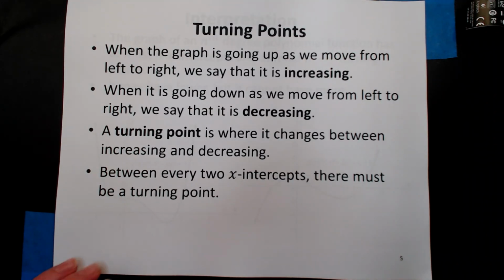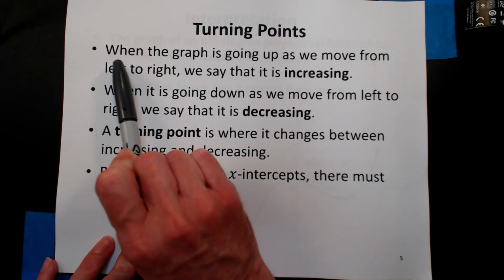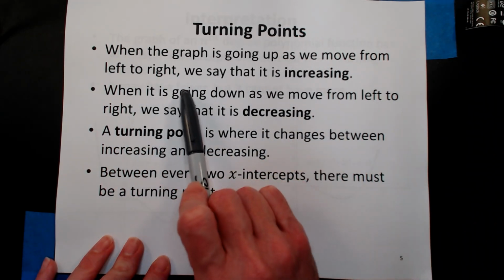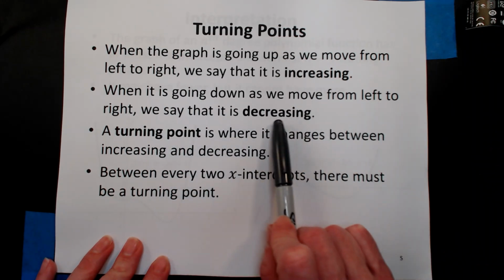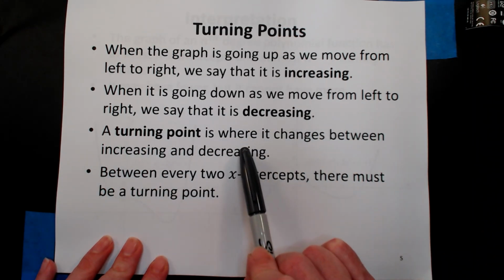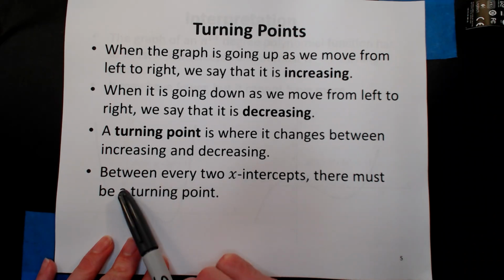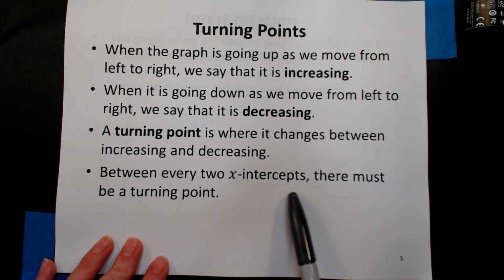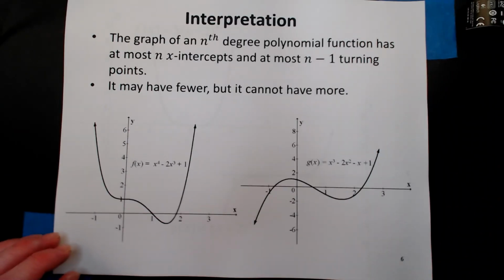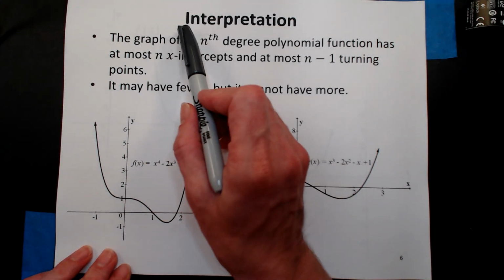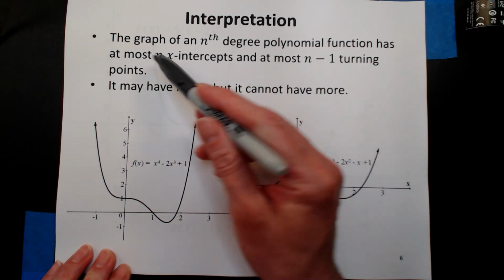Turning points. When the graph is going up as we move from left to right, we say that it is increasing. When it's going down as we move from left to right, we say it's decreasing. A turning point is where it changes between increasing and decreasing. Between every two x-intercepts, there must be a turning point. In other words, if you want to go up and then switch to down, you have to turn around. And this is for our nice continuous polynomials.